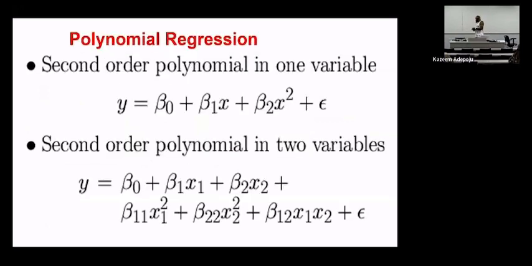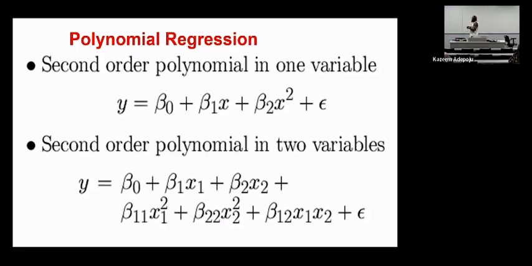We're talking about polynomials. We have second order, third order, and so on. What I'm trying to show you now is what we call the second order polynomial. First, a second order polynomial in one variable. What is the variable? X. Then we have a second order polynomial in two variables. When I say two variables, I'm just talking about having two predictors, two explanatory variables.